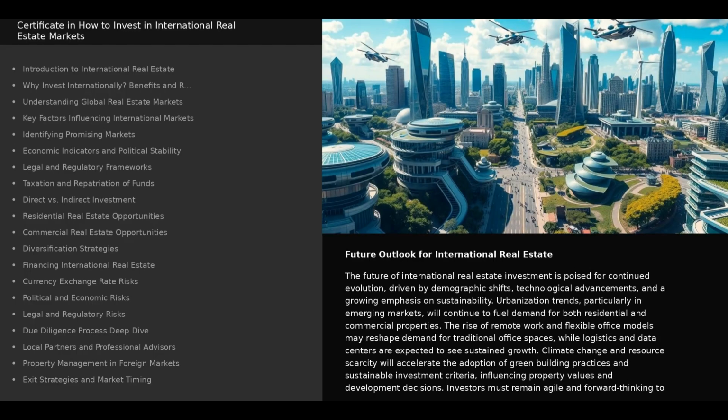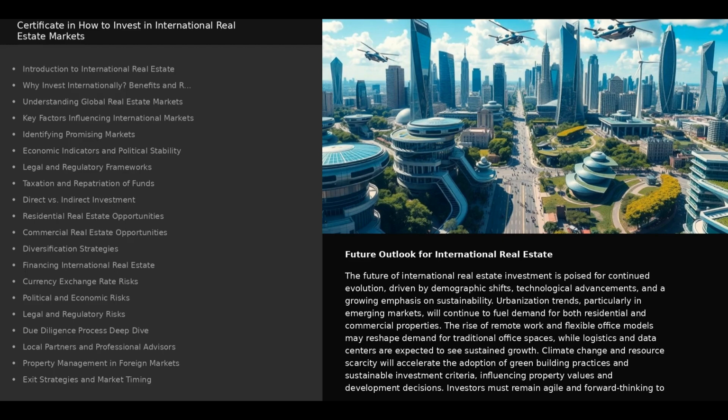Future outlook for international real estate. The future of international real estate investment is poised for continued evolution, driven by demographic shifts, technological advancements, and a growing emphasis on sustainability. Urbanization trends, particularly in emerging markets, will continue to fuel demand for both residential and commercial properties. The rise of remote work and flexible office models may reshape demand for traditional office spaces, while logistics and data centers are expected to see sustained growth.